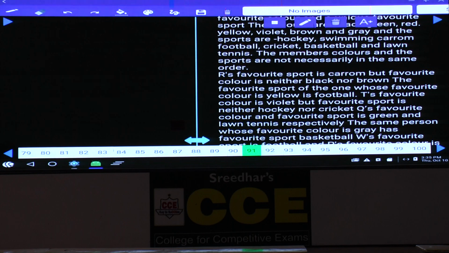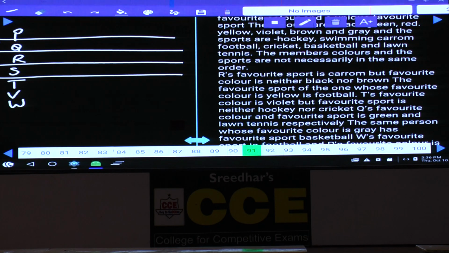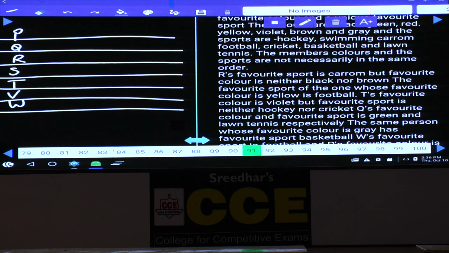Tell me who are the persons here? P, Q, R, S, T, V and W. Now P, Q, R, S, T, V and W are the 7 persons we have. Now for these 7 persons, one is the color they like and the next one is the game they play. Color and the game. Then condition number 1.